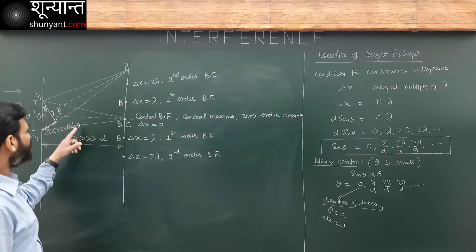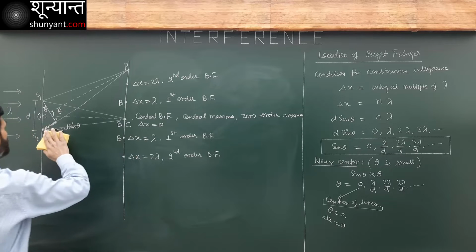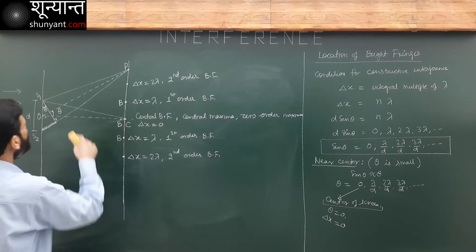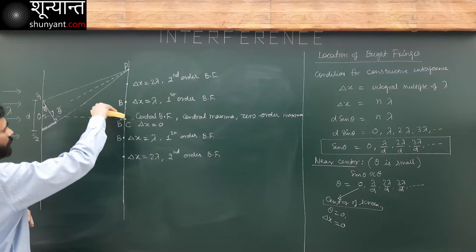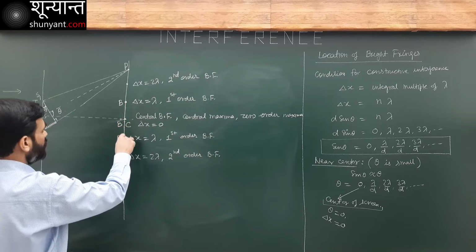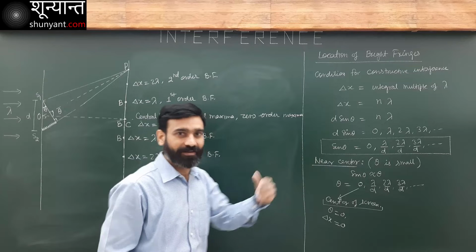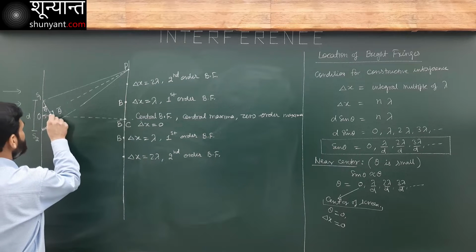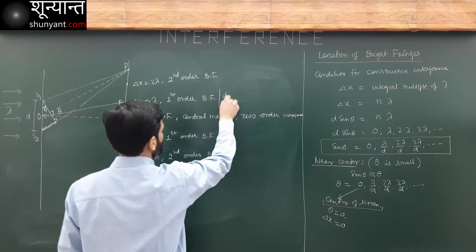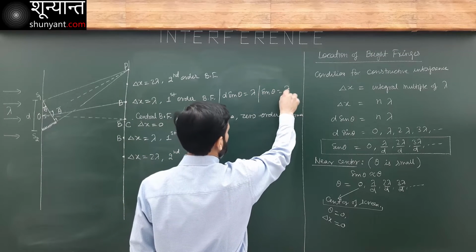Now what will be their angular positions? I am going to clean all this and make space. What will be their angular positions? The angular position of the central maxima is 0. At what angle will the next maxima be obtained? The next maxima is at this point here. What is d sin theta at this point? d sin theta is equal to lambda. What is sin theta? It is lambda over d.